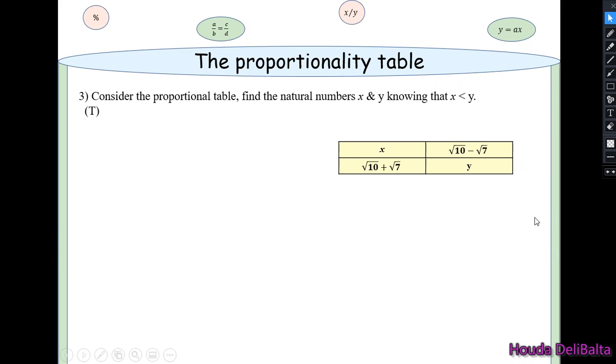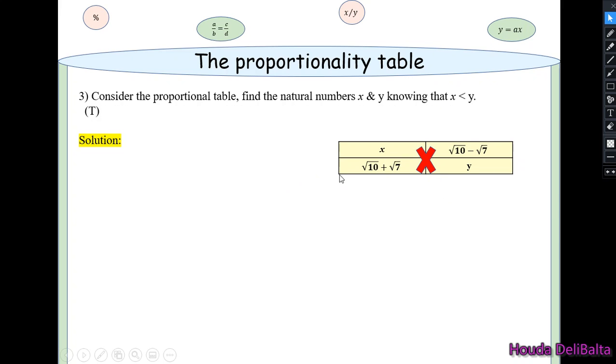Another example, consider this proportionality table. We have to find the natural numbers x and y, knowing that x is less than y, such that this table is proportional. So here is the proportional table T, and I need to find x and y that are natural numbers, knowing that x is less than y. Proportional table means x times y. This is another way of dealing with proportionality tables. This is the cross multiplication sign here.